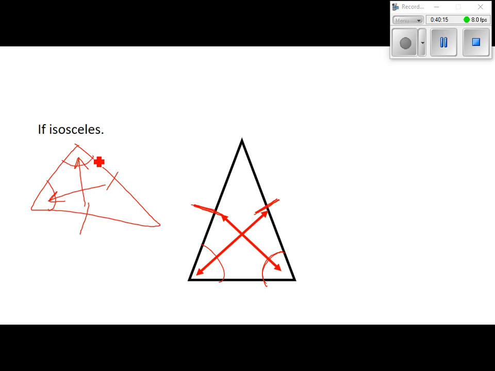So if I give you a triangle and it looks like this, and I tell you this angle's 50 degrees, and this angle's 50 degrees, then that side and that side, the ones across from those, have to be the same.